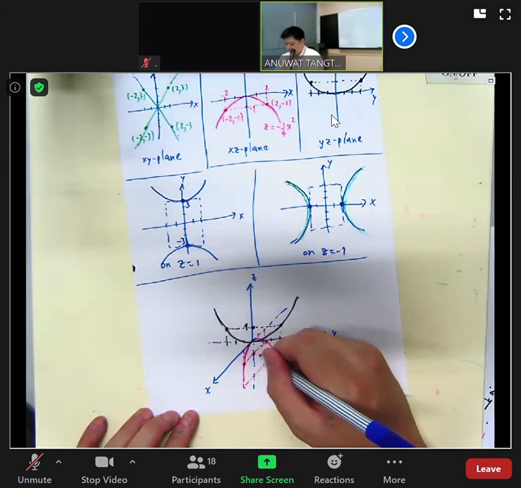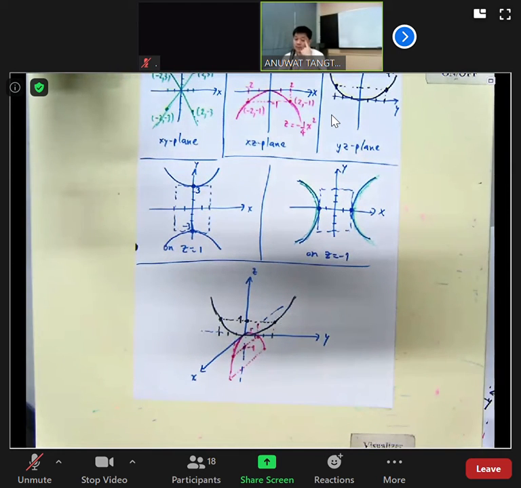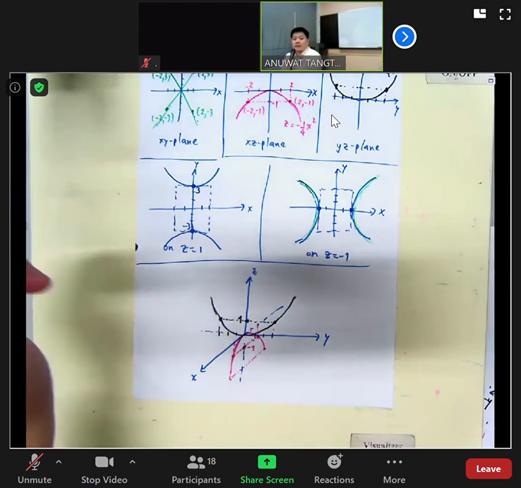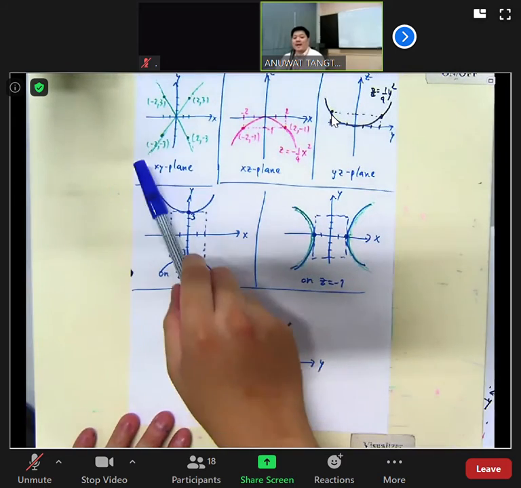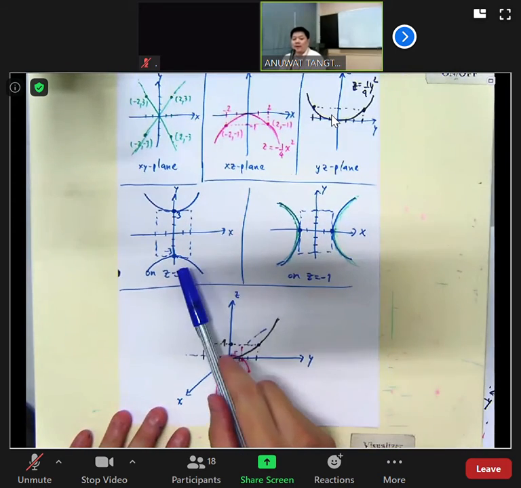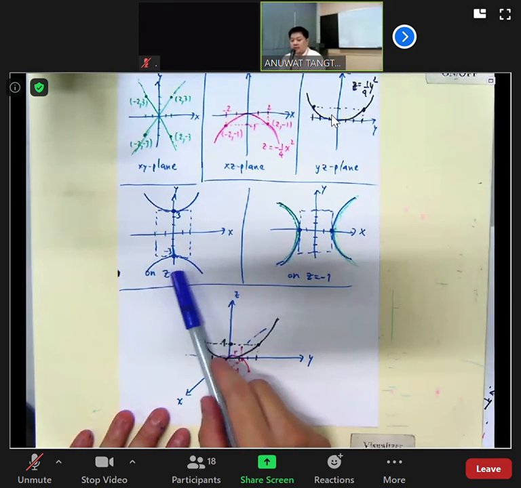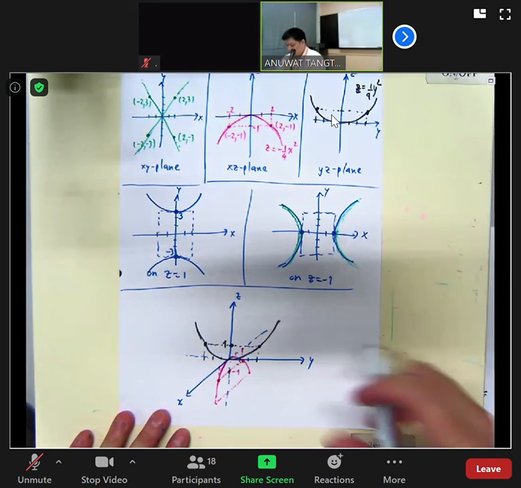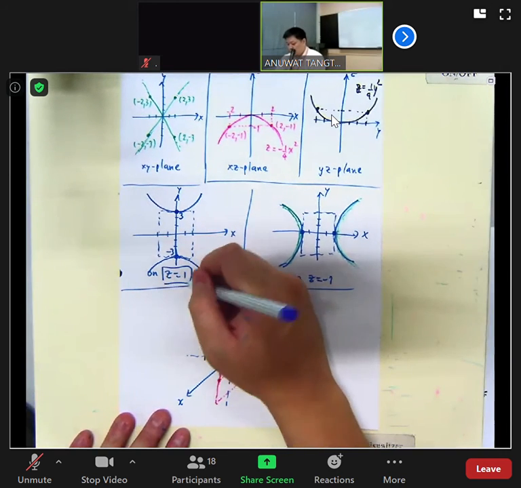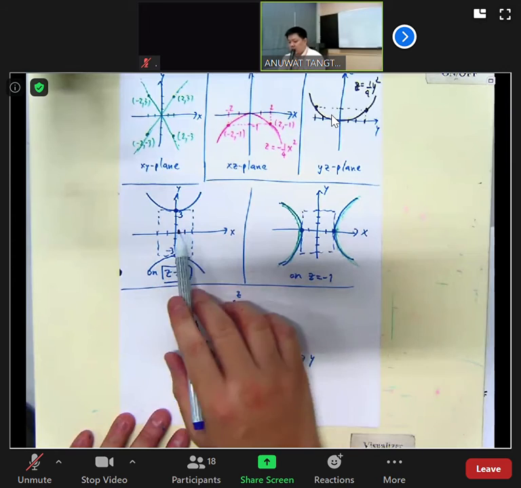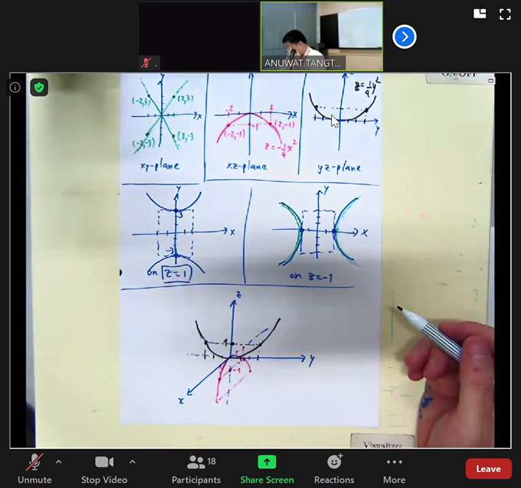This is at minus 1. Now, let me keep this one at the last. So the next one is on z equal to 1. On z equal to 1, you can see that the vertex is on the y-axis.